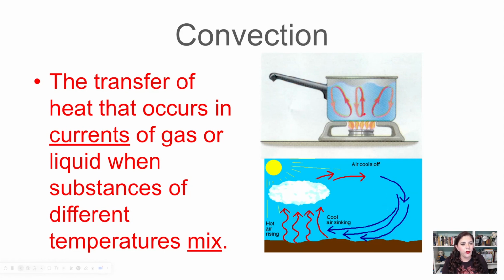Same thing in this boiling pot of water, right? It's really hot over here. It floats up, gets cooler, comes back down, and it creates these convection currents as the water heats up, tries to kind of evenly heat up, right? So convection has to do with currents.